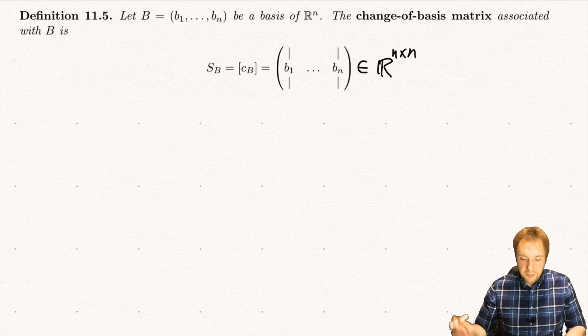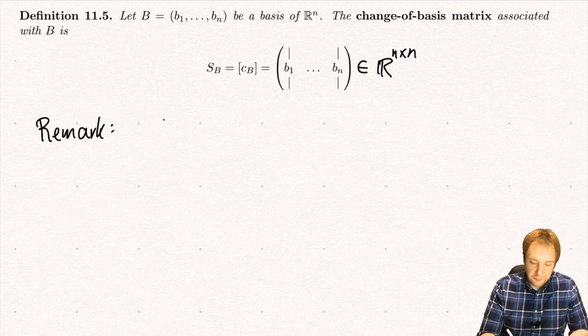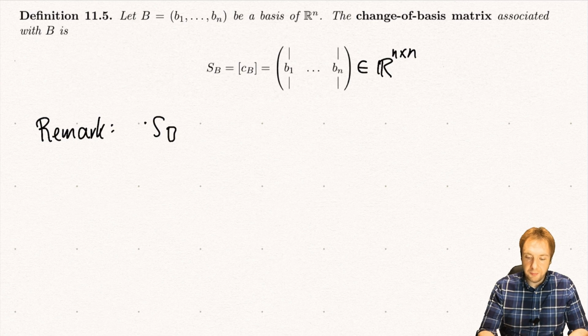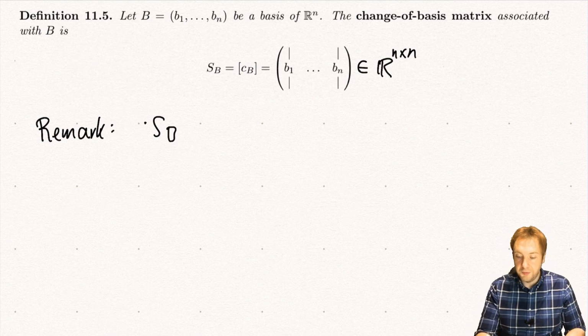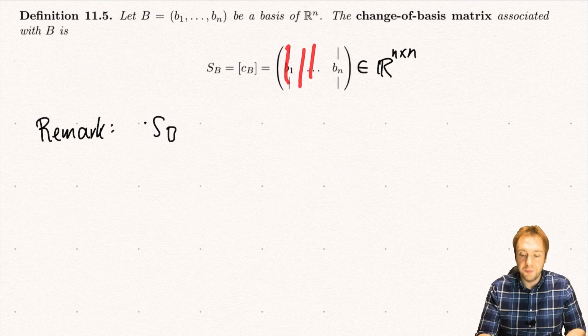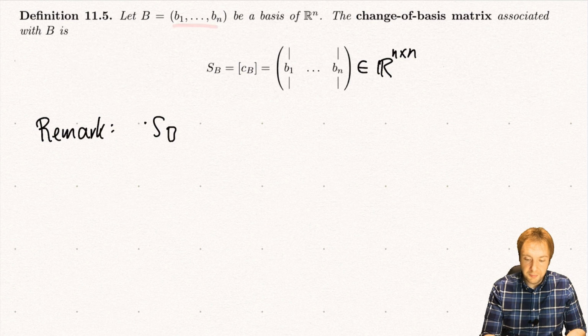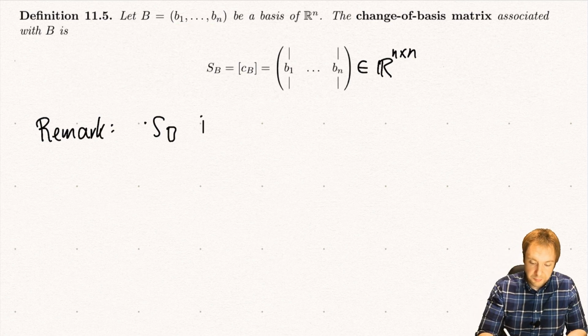Okay, so first, a remark: this matrix is a square matrix, and the columns of this matrix are linearly independent, because this is a basis, and therefore we learned that this matrix is invertible.